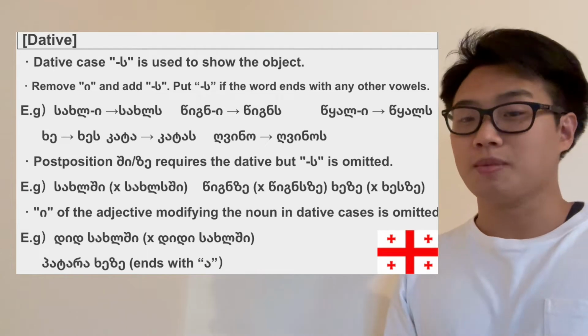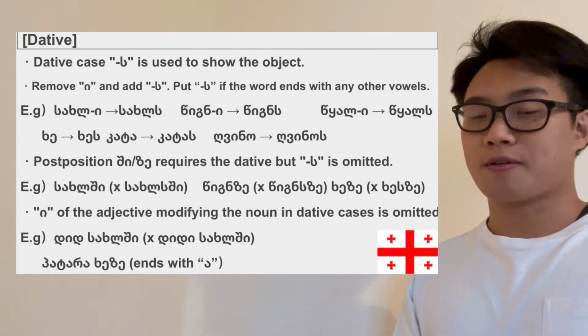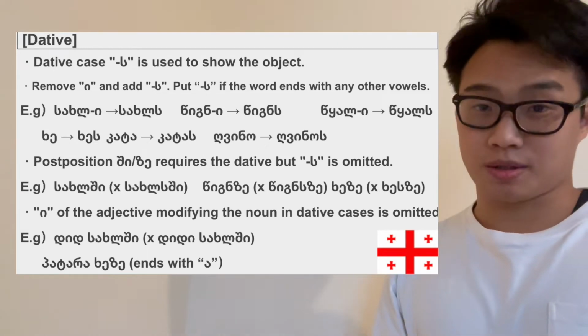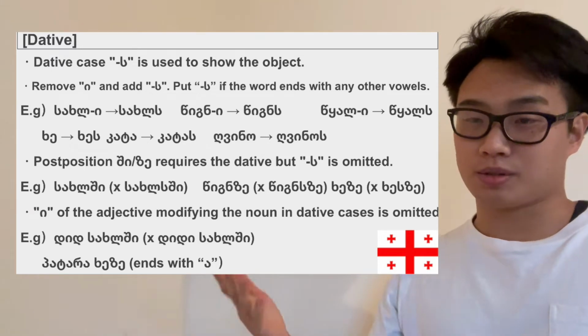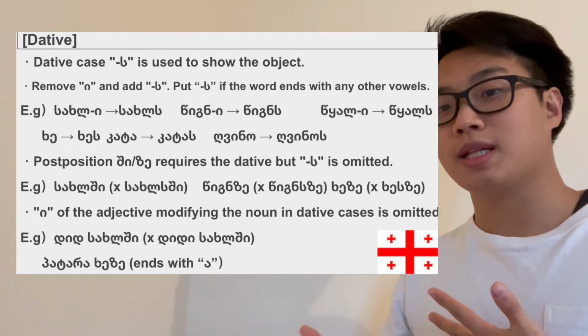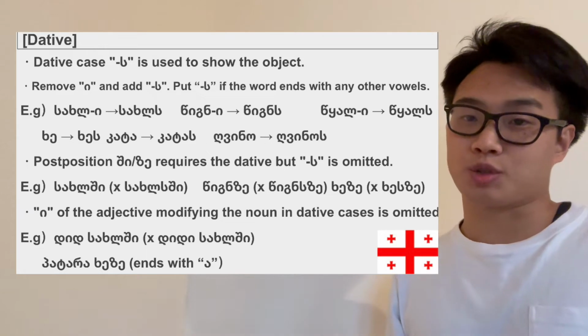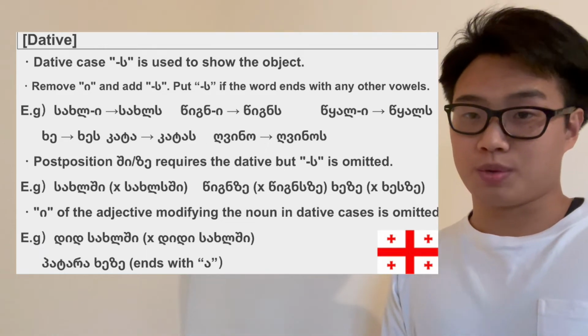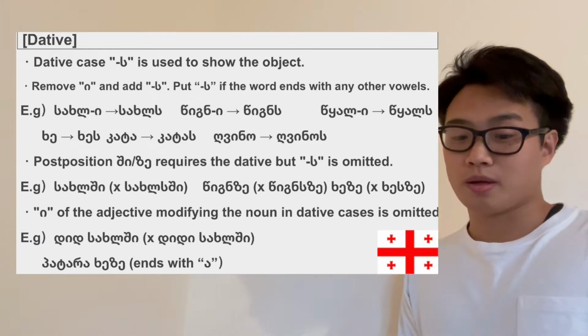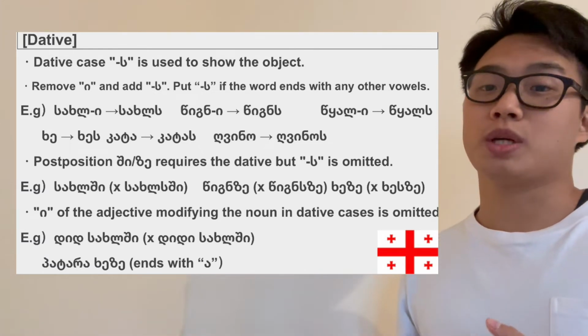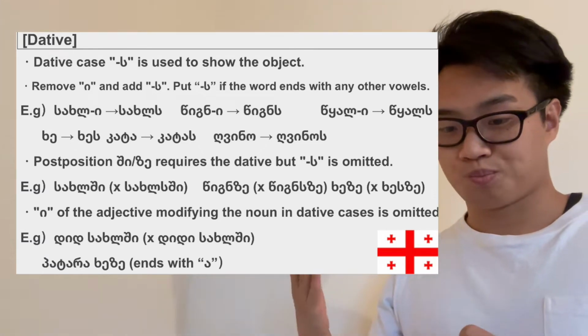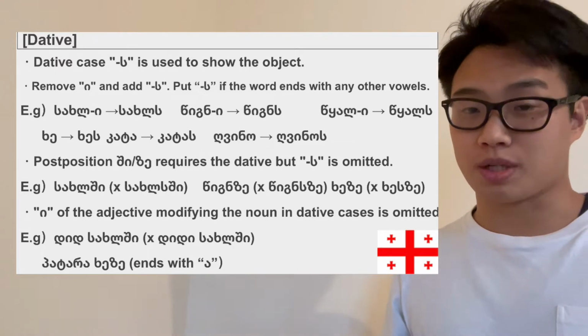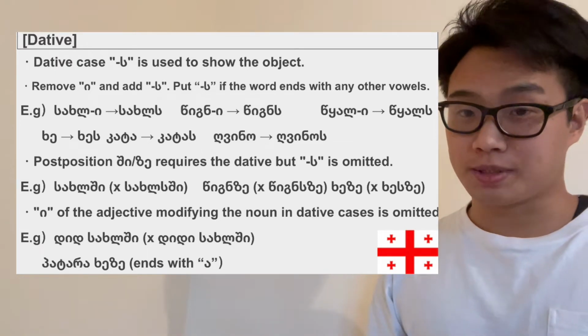And as for the dative cases, it refers to the object. For example, I read a book. Here, a book is an object for the verb read, right? So using dative cases, we can refer to the object for the verbs.